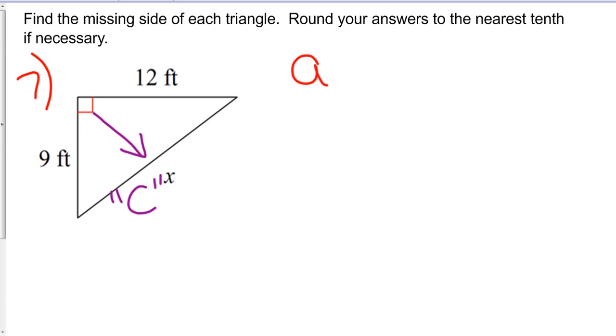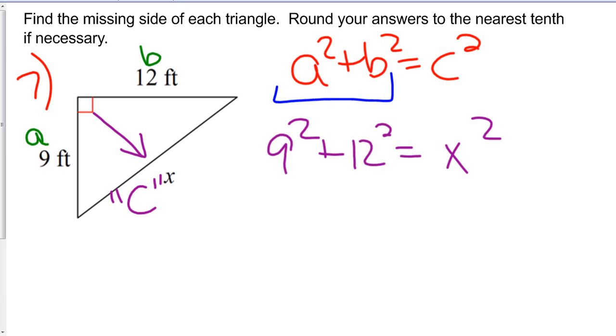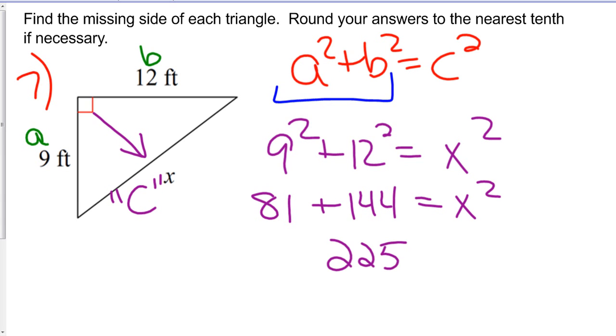So when I go plug things in, a squared plus b squared equals c squared, this time everything that I plug in is going to be on the left side of my equation. And again, it doesn't matter if I make my A 9 and my B the 12 or vice versa. So plugging things in, I've got 9 squared plus 12 squared equals x squared. So 9 squared is 81 plus 144 is x squared. 81 plus 144, when I combine like terms, I get 225. And that's x squared.